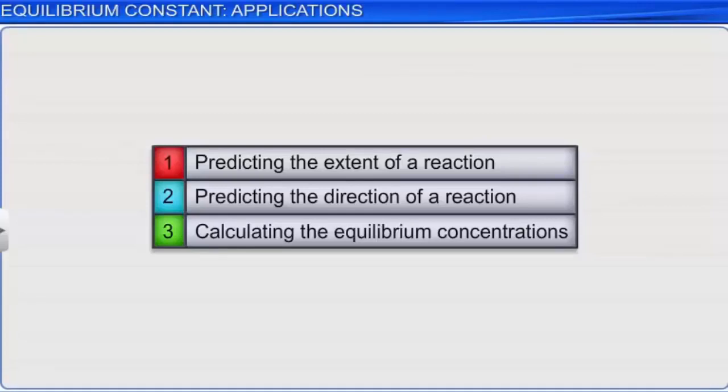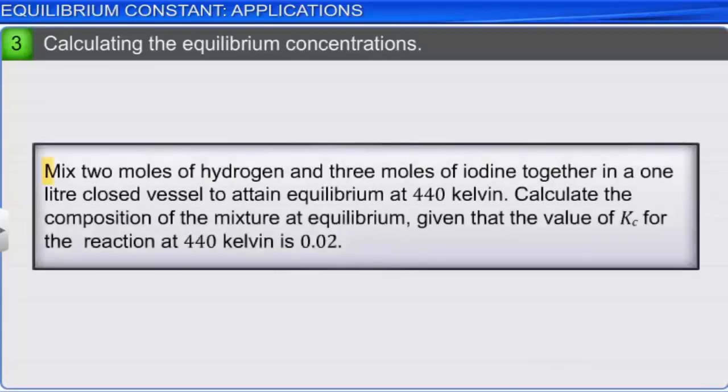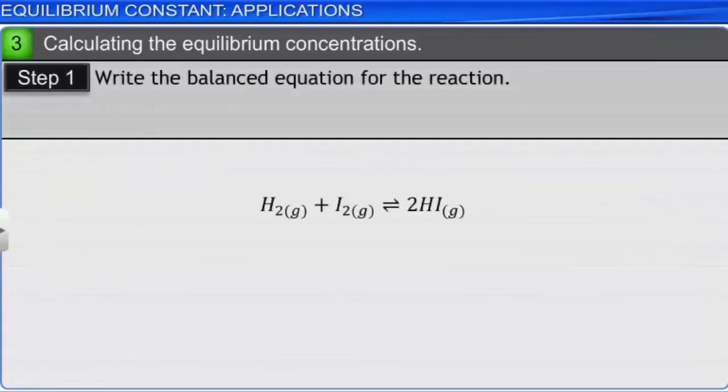Let us now look at how the equilibrium constant helps in calculating equilibrium concentrations. For this, let's consider a problem. Mix 2 moles of hydrogen and 3 moles of iodine together in a 1 liter closed vessel. It attains equilibrium at 440 Kelvin. Calculate the composition of the mixture at equilibrium, given that the value of Kc for the reaction at 440 Kelvin is 0.02. The first step in calculating equilibrium concentrations involves writing a balanced equation for the reaction, like this.